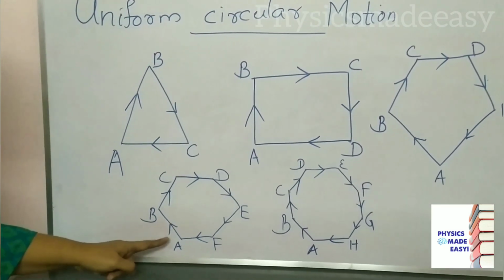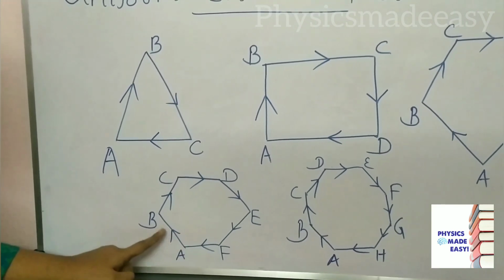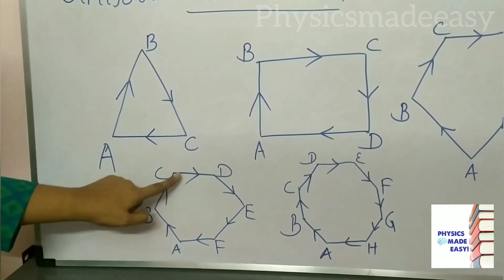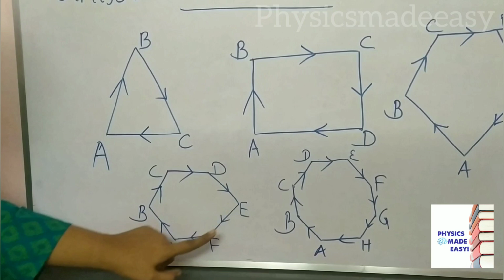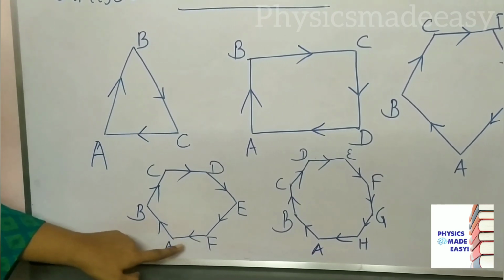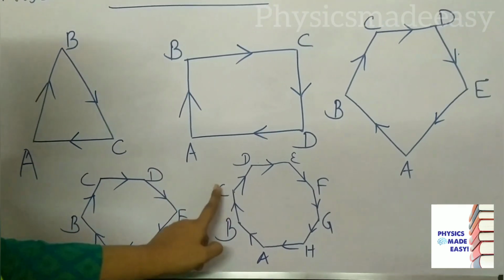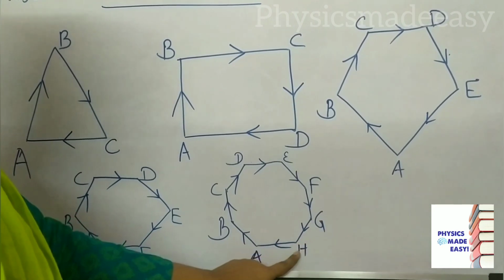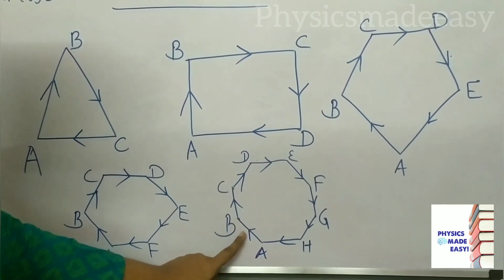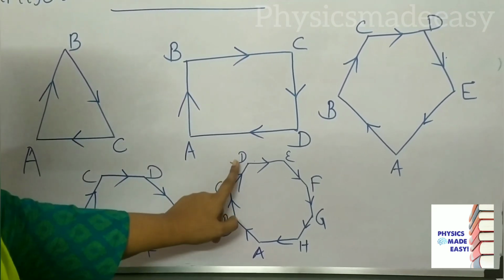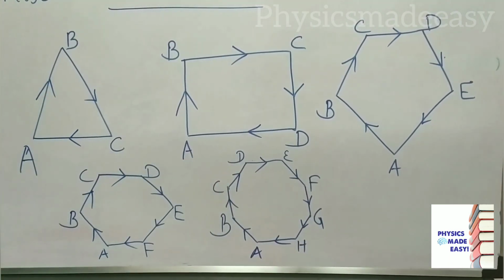Here hexagon A, B, C, D, E, F. Here also you are starting from A, changing direction at B, then again at C, at D, at E, at F, then changing direction there also, then you are going back to A. Here A, B, C, D, E, F, G, H, an octagonal path you can see here. In this also at each corner you are changing your direction at B, C, D, E, F, G and H.